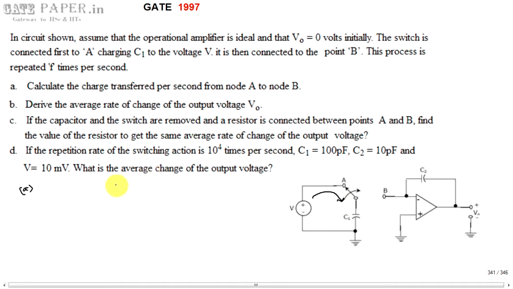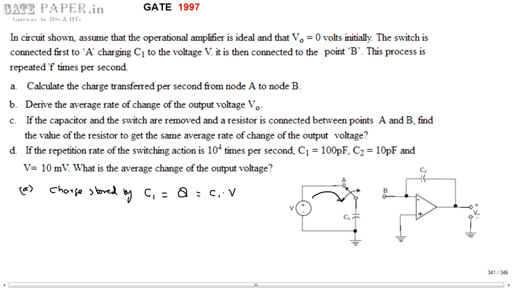Under steady state, the charge stored by capacitor C1 is what we call Q. Q is equal to C1 times V. C1 is the capacitor value and V is the voltage across that capacitor. Now after storing this much charge, it is connected to point B.